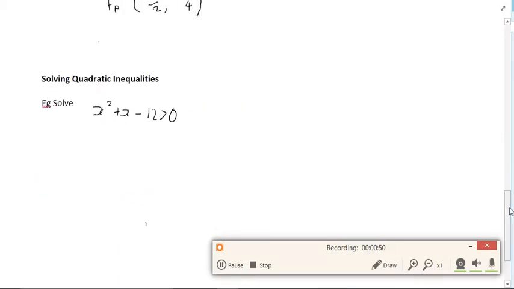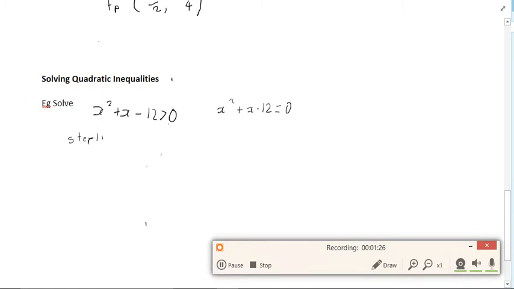What I want you to do now is pause the video, and we're going to look at solving quadratic inequalities. How you solve a quadratic inequality is simply going through the steps of graphing the inequality first. So go through each step and see if you can graph this one. Just think of it as x squared plus x minus 12 is equal to 0, or y, and graph it in that way. So let's pause the video and have a go at that, going through the steps that we covered above.